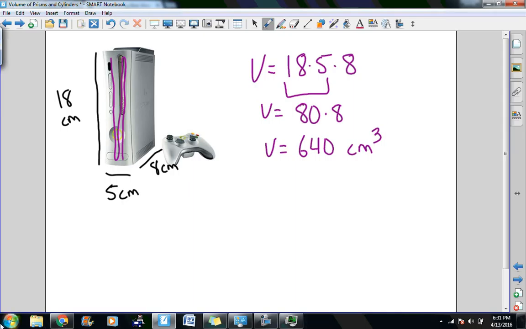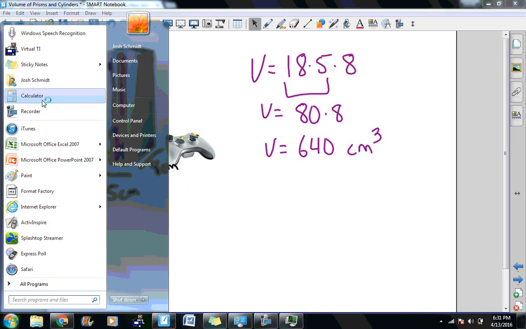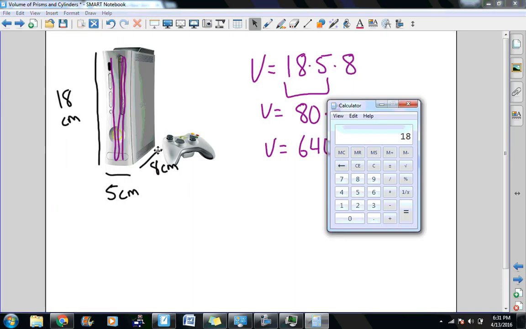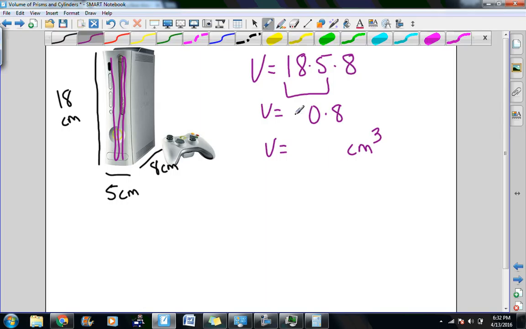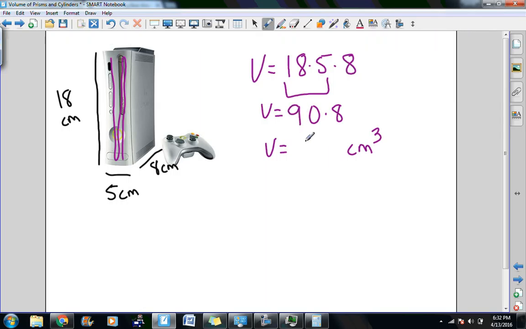And I'm going to get out my calculator, because even though I teach math, I wouldn't be the only person to ever make a mistake. And it turns out it is 90 times 8, so it should be 720. So there's my mistake. So this ends up being 90 times 8. So the volume is 720 cubic centimeters. So that is the volume of that Xbox.